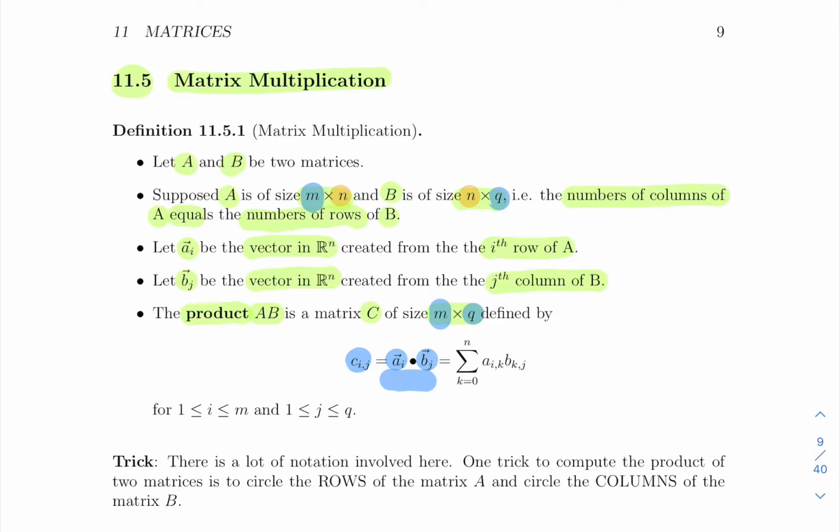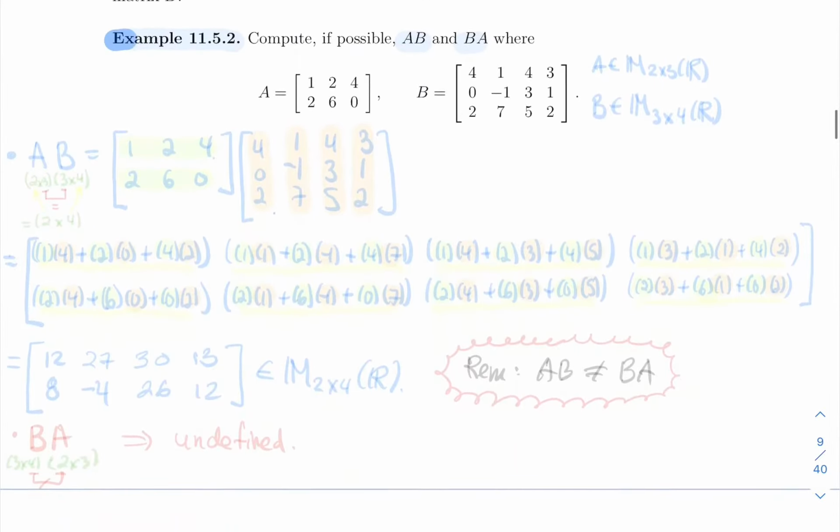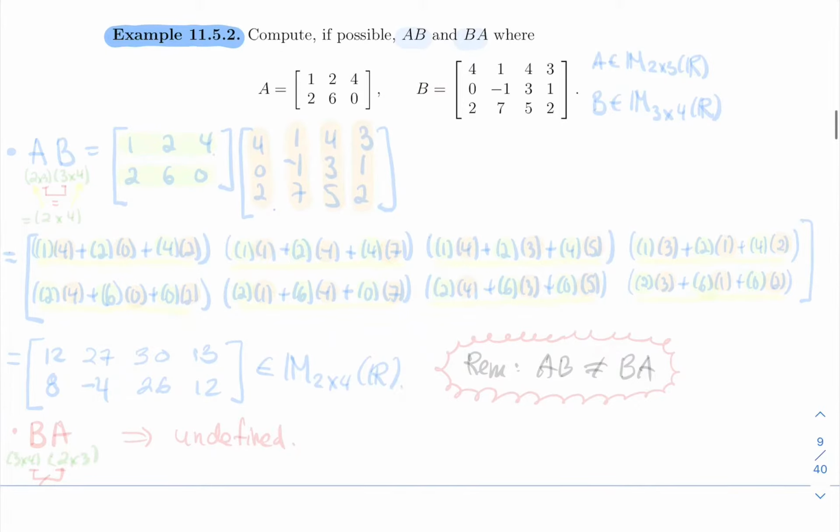So let's go to an example to see this. First example, 11.5.2, we want to compute, if possible, A times B and B times A. So here A is 1, 2, 4, 2, 6, 0. So A is an example of a matrix with 2 rows and 3 columns with real entries. And B is an example of a matrix with 3 rows and 4 columns.